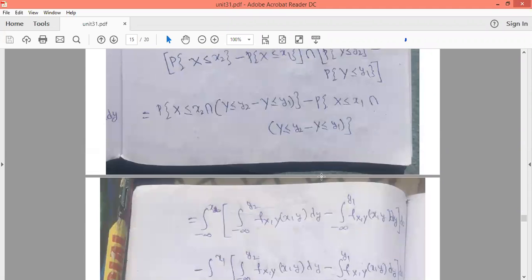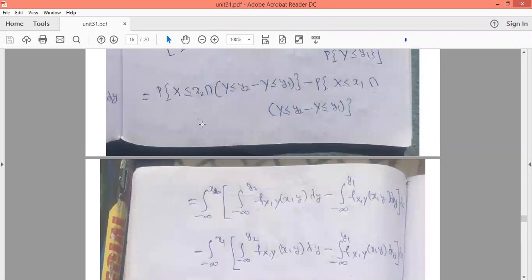Okay. Now we just combine these two terms. See here. What is the range here? What is x range? X is less than or equal to x2, means x range is 0 less than or equal to x2. Can you tell me what is the y range here? For first term, y range will be minus infinity to y2. For the second term, this minus is considered here. For the second term, y less than or equal to y1, the limits are minus infinity to y1. Okay. So fxy of x comma y dy into dx.